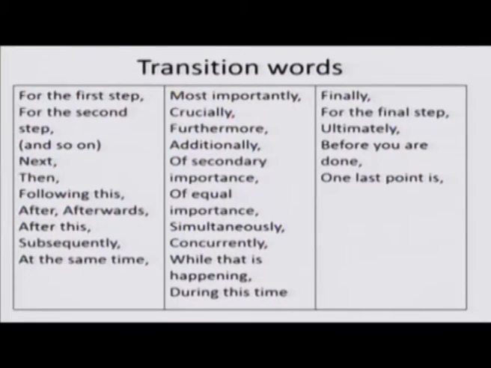So, for the first step, for the second step, and next, then, following this, afterwards, subsequently. These you can use to indicate the steps in order. To talk about the importance of some steps or talk about two things, you can use things like most importantly, crucially, additionally, of equal importance, simultaneously, concurrently, while that is happening. When you are concluding, you can use transition words like finally, for the final step, ultimately, before you are done, one last point is, and so on.